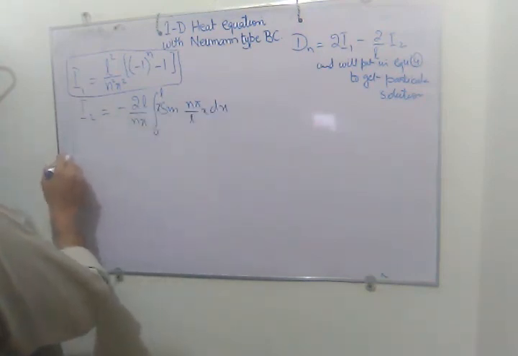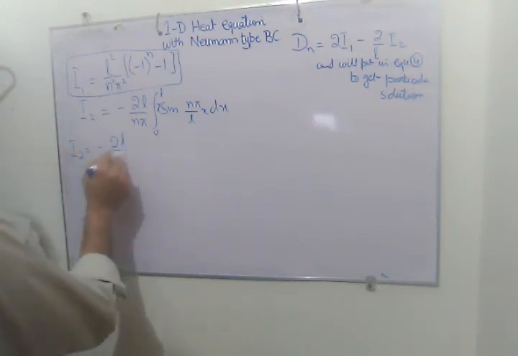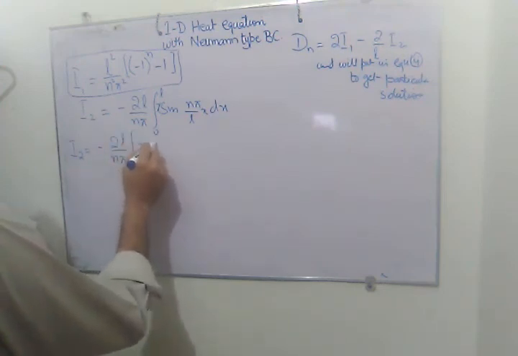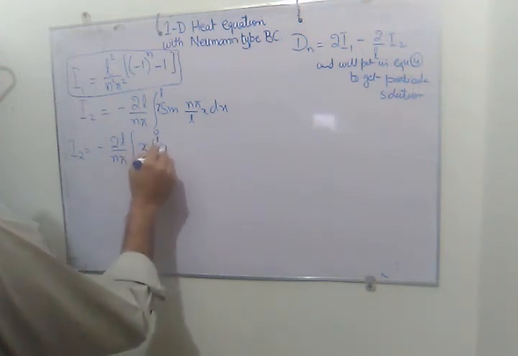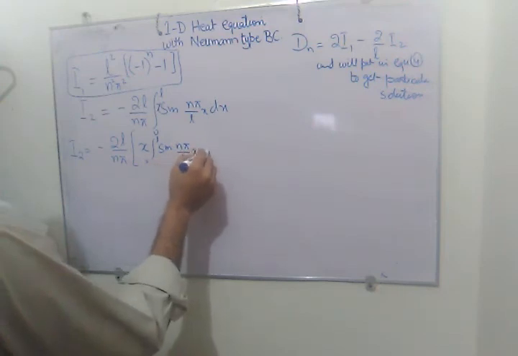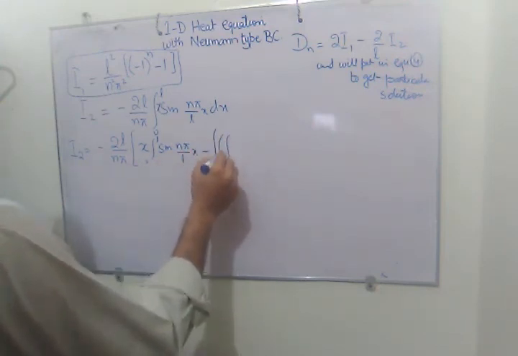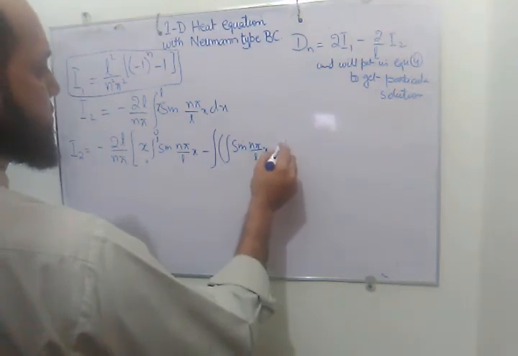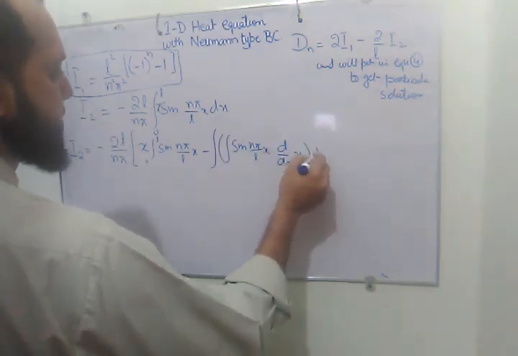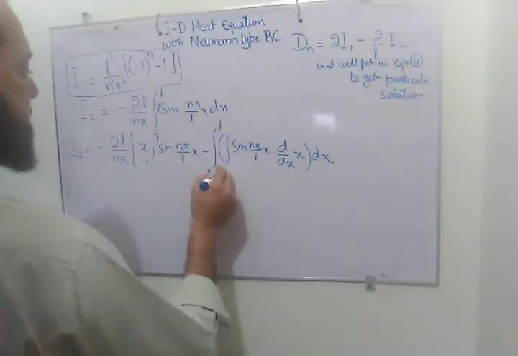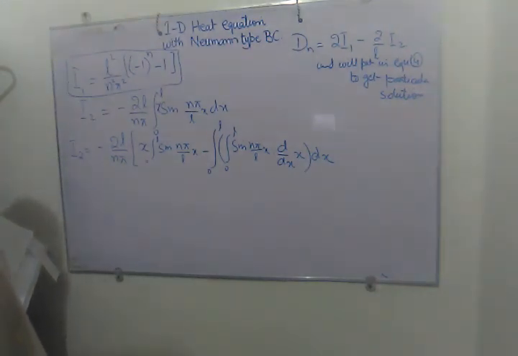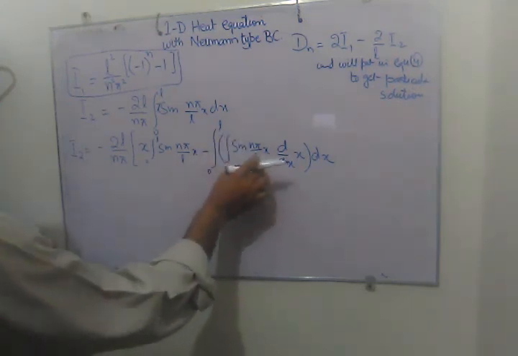So minus 2L upon n pi sin n pi upon L x minus sin n pi upon L x into v upon dx of x this time, and this one is not having a limit, so it will be only the cos n pi.